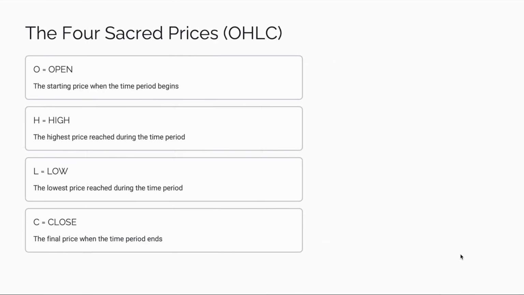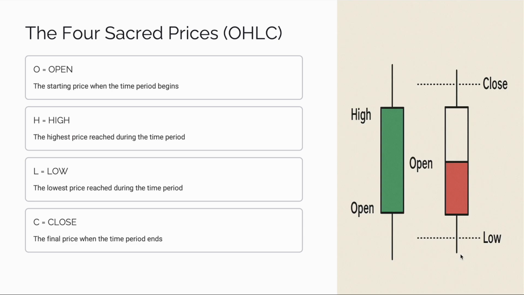Every candlestick has four sacred numbers: the open, high, low, and close. Think of it again like a cricket match summary. Open, when the match starts. High, the biggest score in a single over. Low, the worst dip in form. And close, the final score when the match ends.